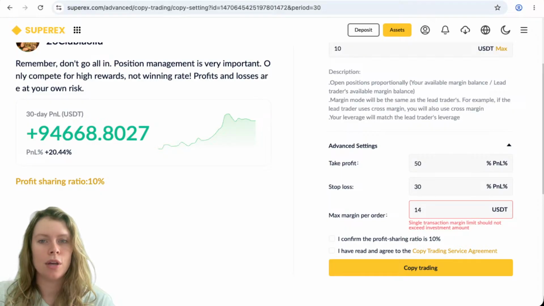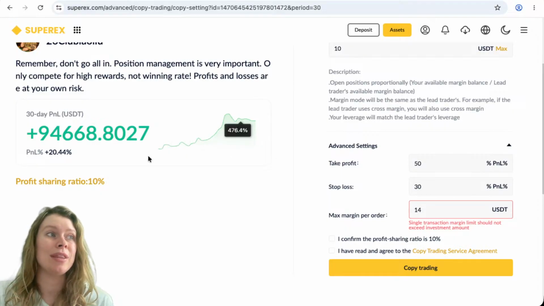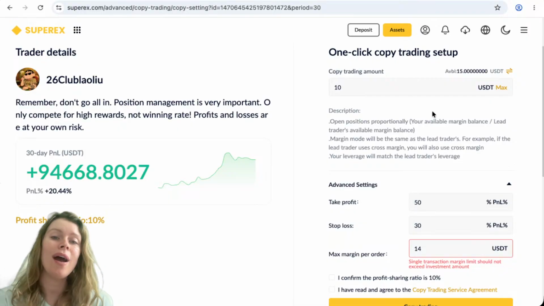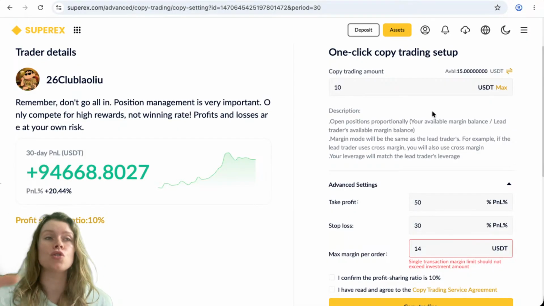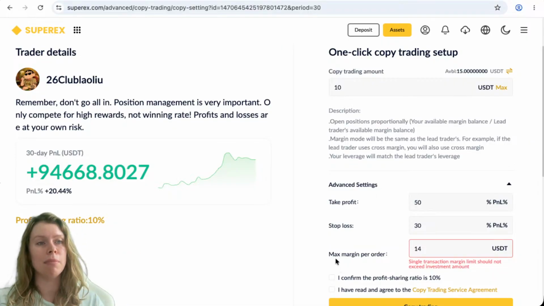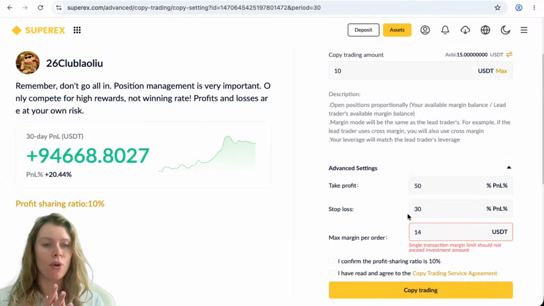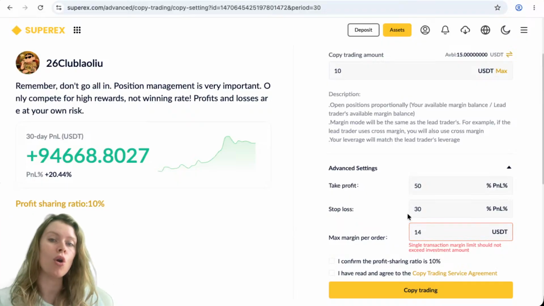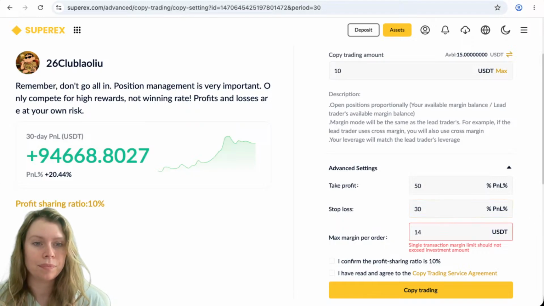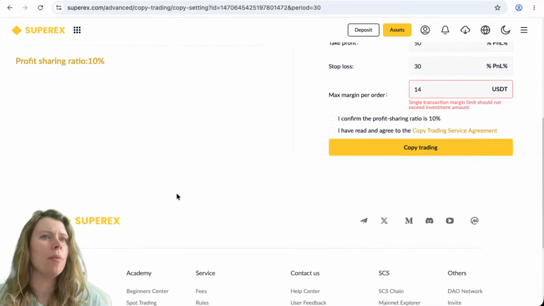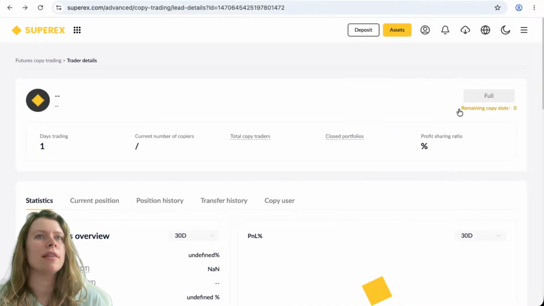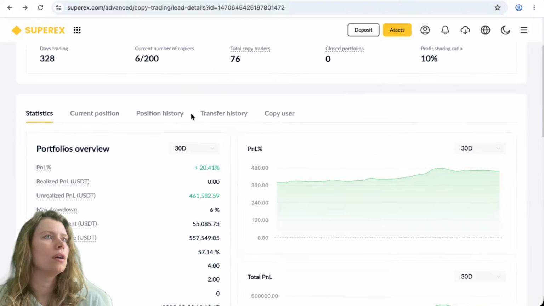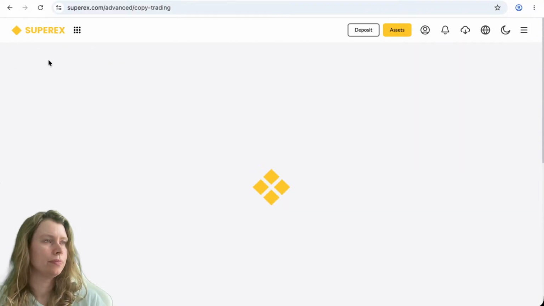Okie dokie. So once you guys click the copy trading, that would then be live. Remember, you don't have to do anything. SuperEx will take complete control of that. And because you put in the advanced settings, the take profit, the stop loss, and the max margin order, that is super important to make sure that they are going to follow through on what you want, okay? Once you have popped that all through, you can actually go view everything that you popped through.